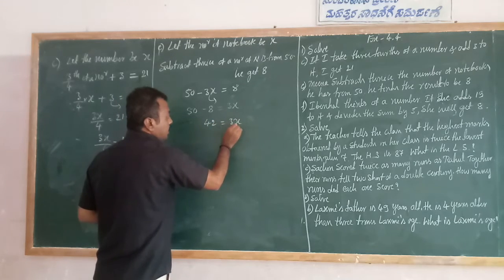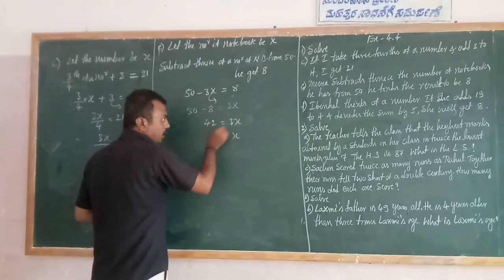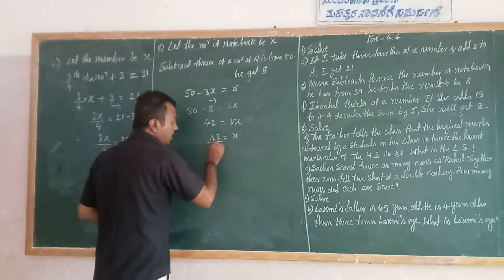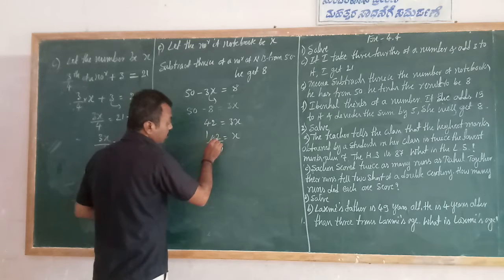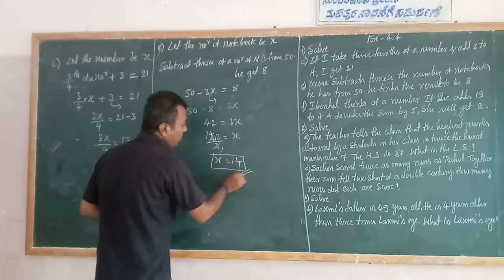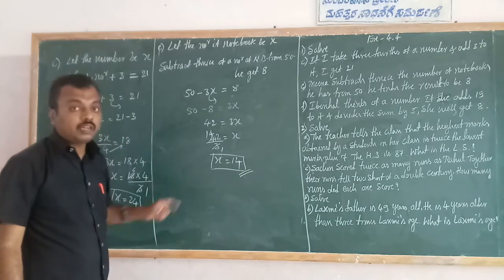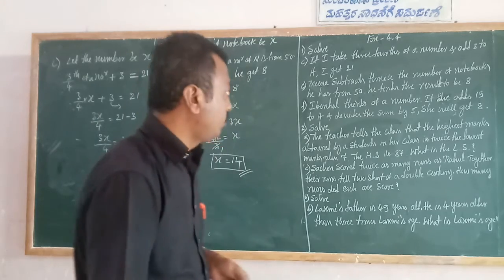I want x, so we keep x on one side only. The 3 goes to the other side and we divide: 42 divided by 3. 3 ones are 3, 3 fours are 12. Therefore x is equal to 14. Therefore the number of notebooks is 14. He has 14 notebooks.